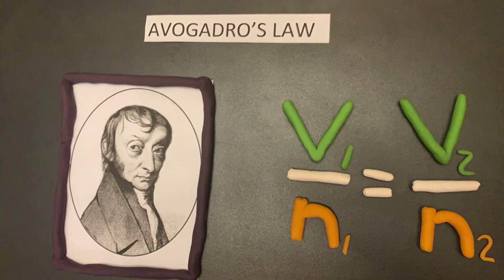Avogadro's law: V1 over N1 is equal to V2 over N2. Avogadro's law displays the relationship between moles and volume. These variables have a directly proportional relationship.